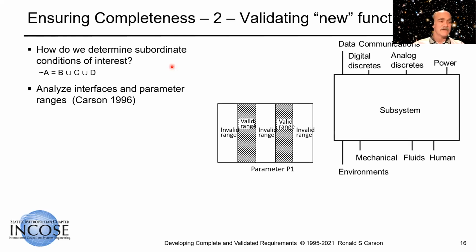So 1996. You analyze the interfaces across their parameter ranges. So here's where the boundary comes in. What are all the inputs? And what are all the valid ranges of parameters? It's okay in the hashed area, any place else it's not okay.